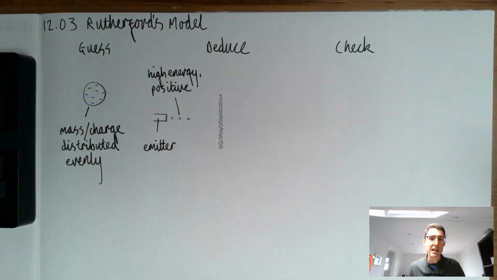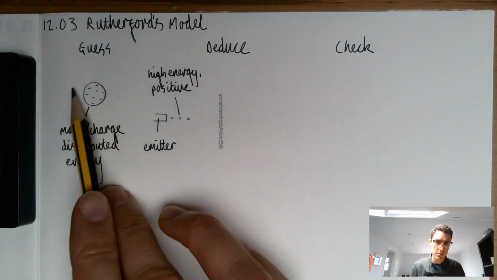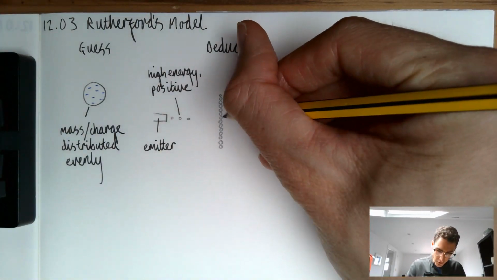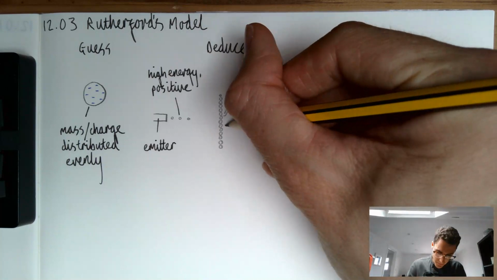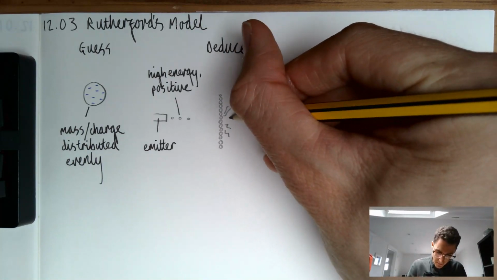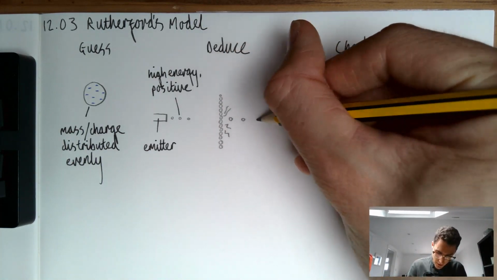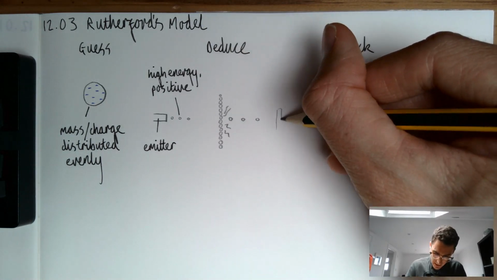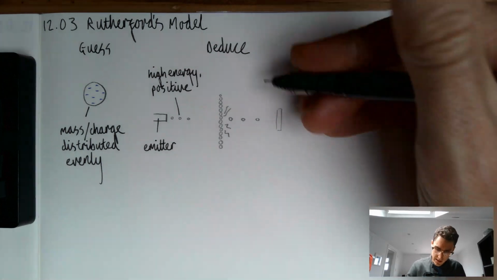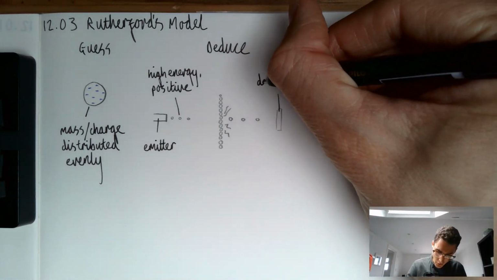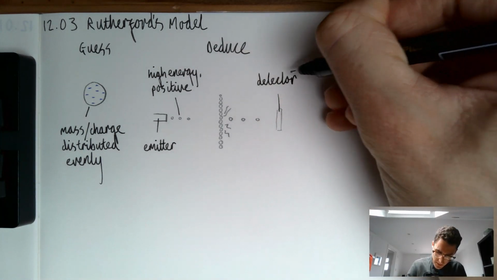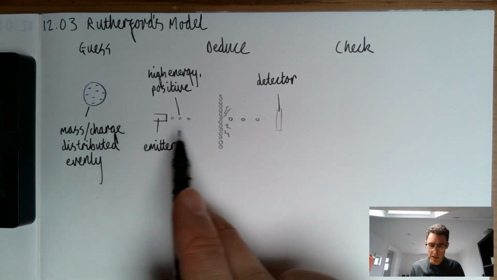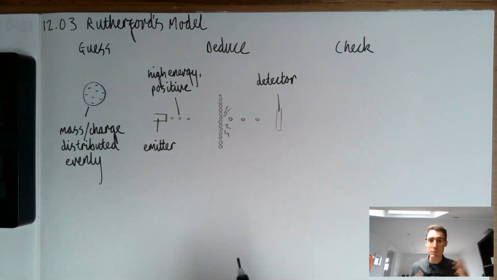So what you'd expect to happen if this model was true is that all of these would just blast straight through. So you'd get a kind of blast zone here, and these alpha particles would just carry on straight through. So if you were to put a detector here, I'll label that as a detector, what you'd expect is that 100% of the alpha particles that you fired out ended up at this detector right behind the gold foil, because they're all just going to blast straight through.